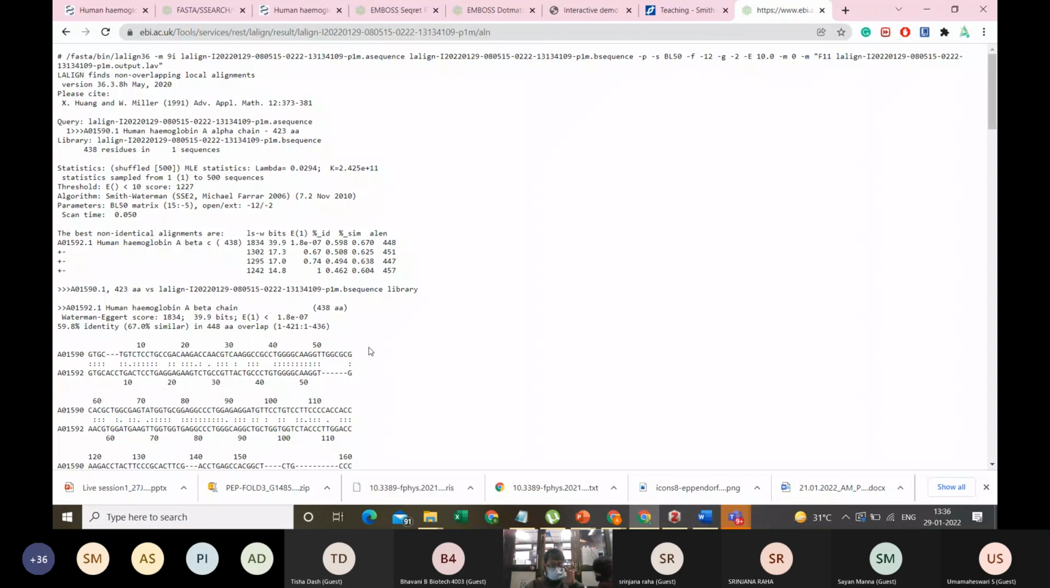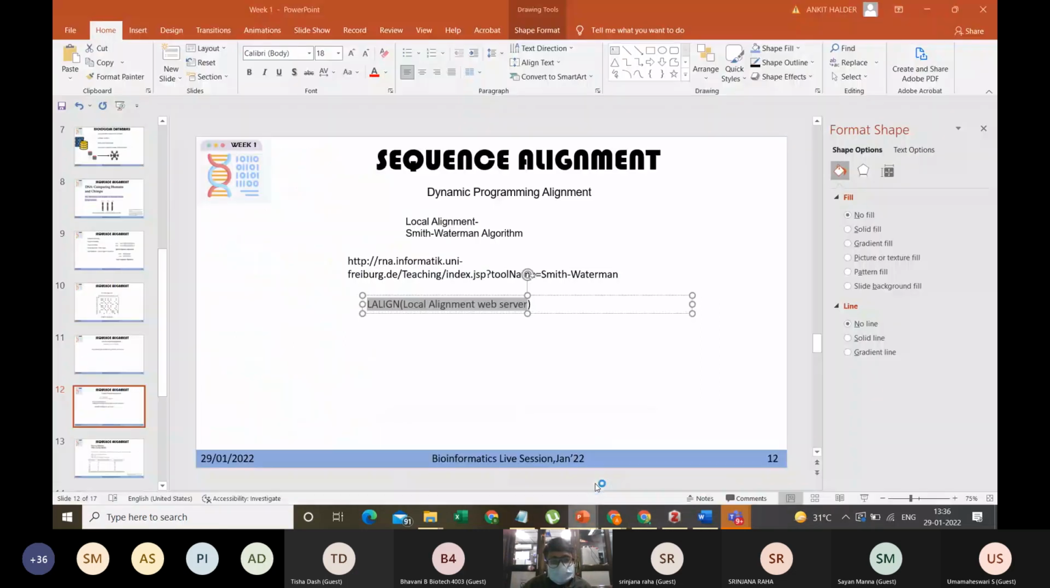So also in human hemoglobin C, even though both are from the same protein, they have different sequences. So it shows how diverse the sequences are and how important it is to know about it. Okay, fine. So now, if there is no question, then going ahead.